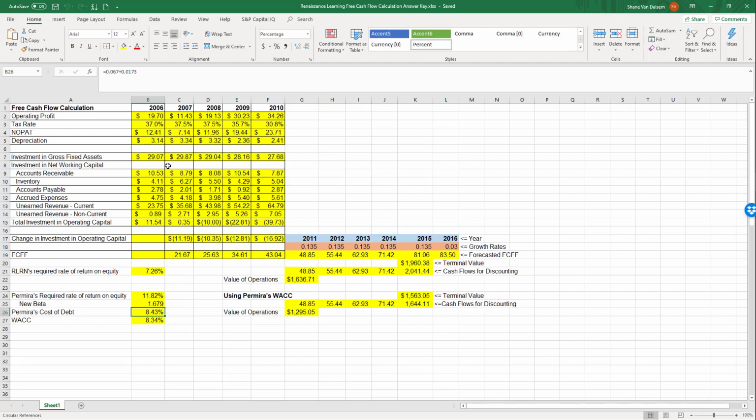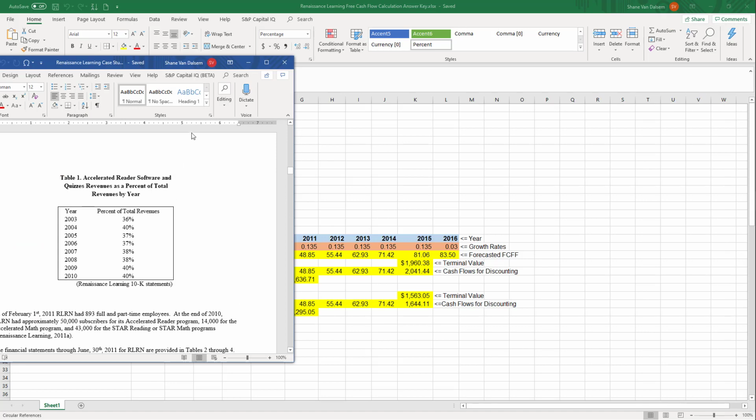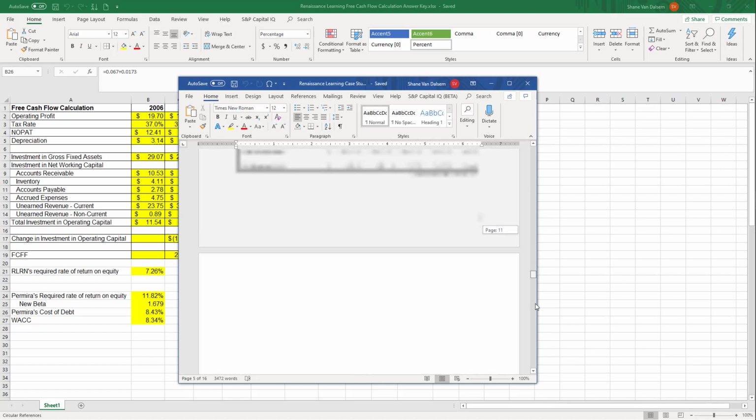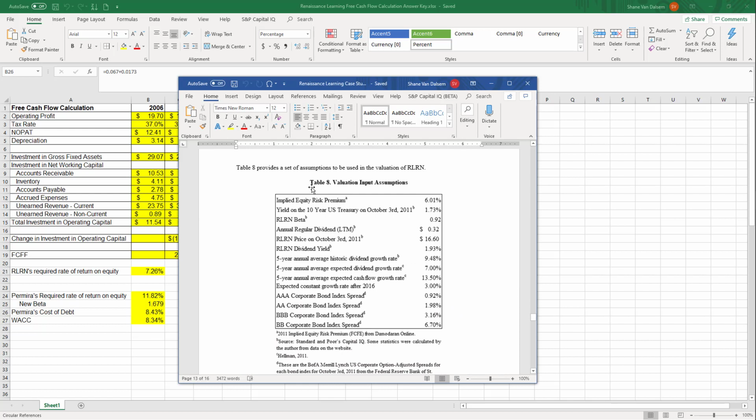So now we're going to take that. Permira's cost of debt is 8.43%, and that was the risk-free rate plus the spread. I'll just pull it up here because I had some questions about that too. A lot of this information I'm talking about was in Table 8. Here we go. So for the equity, the market risk premium is 6.01%. The yield on the 10-year U.S. Treasury is 1.73%. That was our risk-free rate.